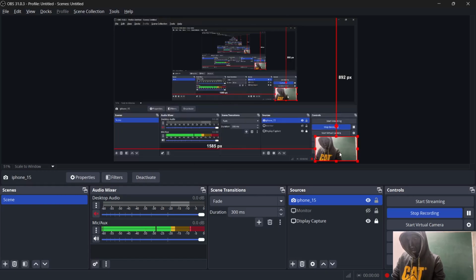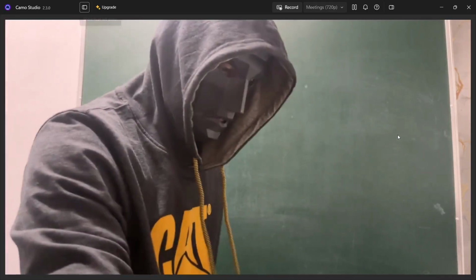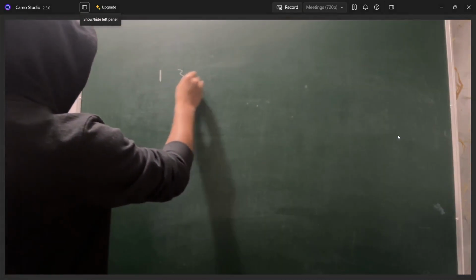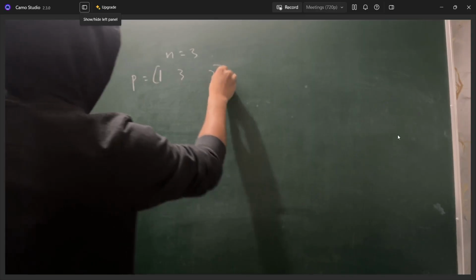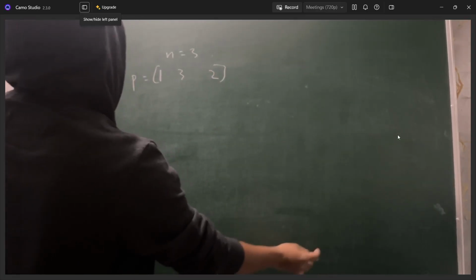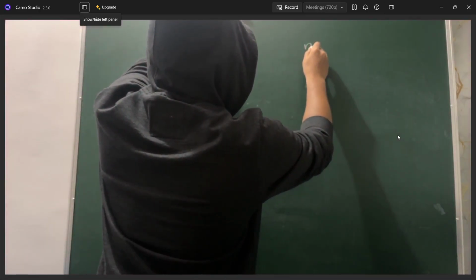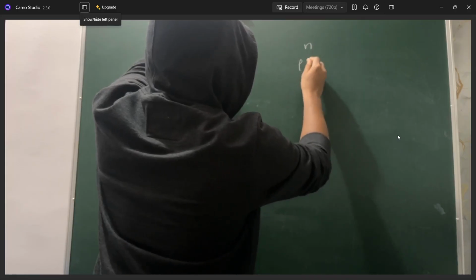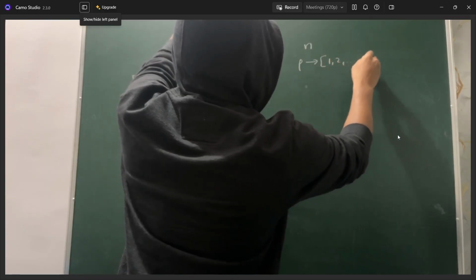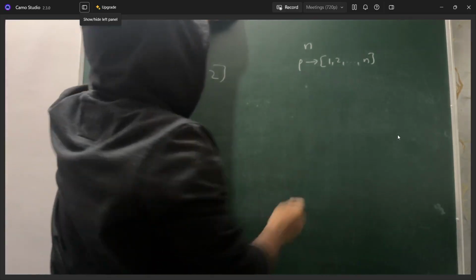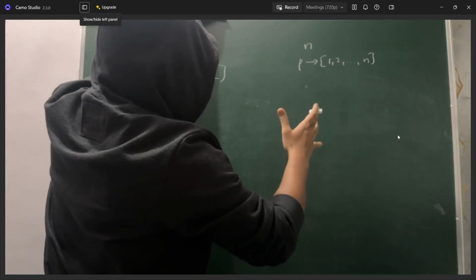Let's take the first example, wherein we have n as 3 and the array has 1 3 2. This is one of the permutations. What they've said is that you are given an array of length n, which is, let's say, p, and this is one of the permutations. Let me tell you what a permutation is first.